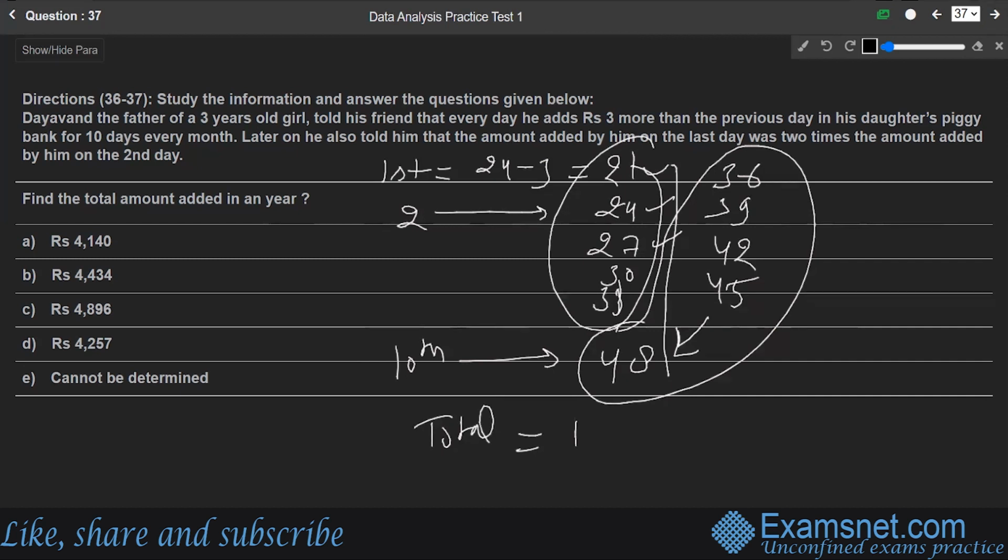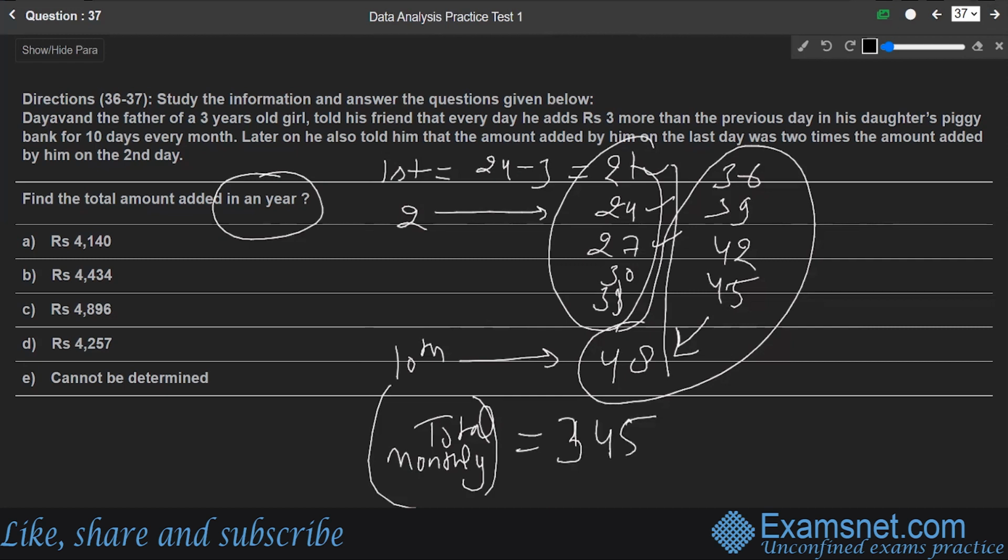He's saying find the total amount added in a year. For that, we'll first calculate the total amount added in a month. So the total monthly amount is the summation of all of them. If we add them together, the total sum comes out to be 345 rupees.